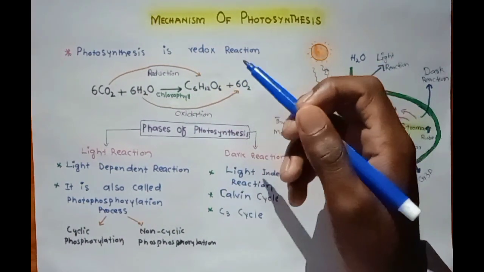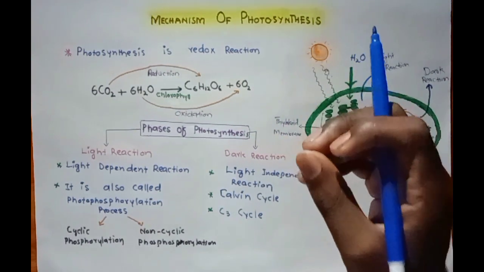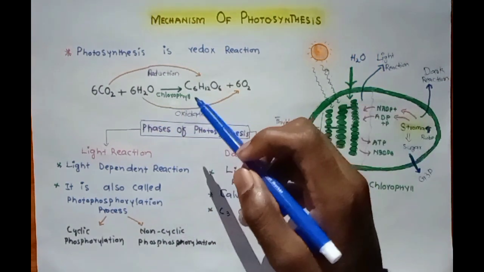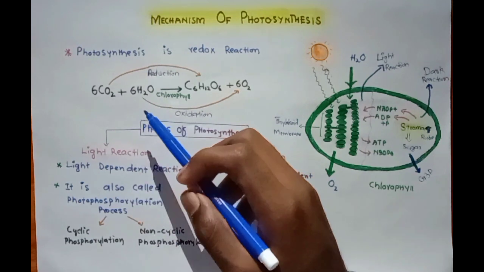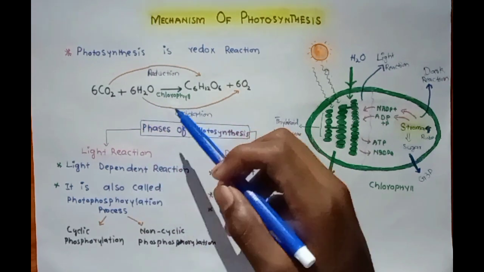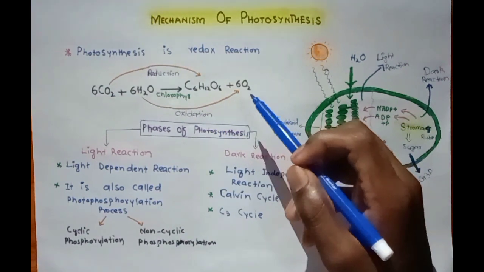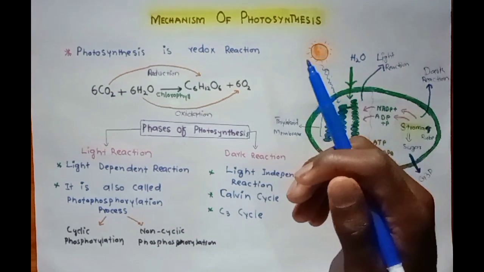Photosynthesis is a redox reaction. What is a redox reaction? It means it contains oxidation and reduction processes. Here we have the equation of photosynthesis: 6 molecules of carbon dioxide plus 6 molecules of water. When they combine, they form a glucose molecule and release oxygen as a byproduct, 6 molecules of oxygen.